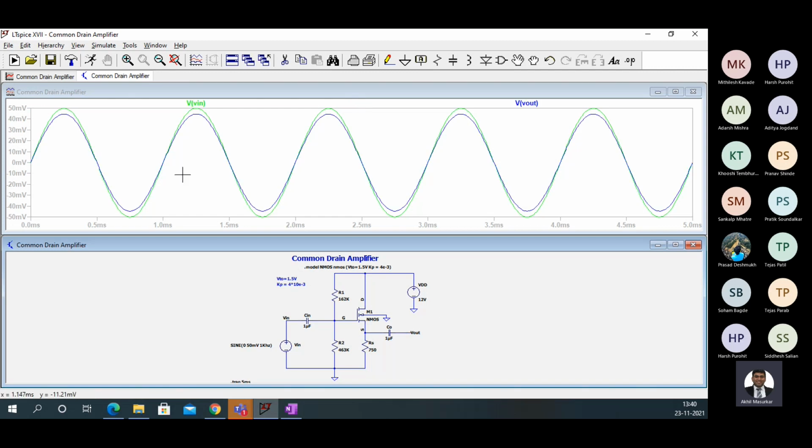What you can see is two things. For a CS amplifier, the input and output were 180 degrees out of phase, because the formula of gain was Av is minus gmR. But here, the input and output are in phase, and the input is almost the same as the output.